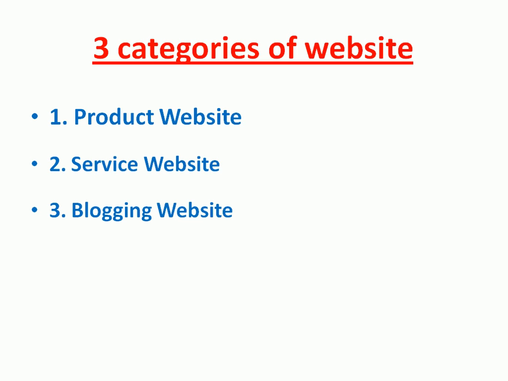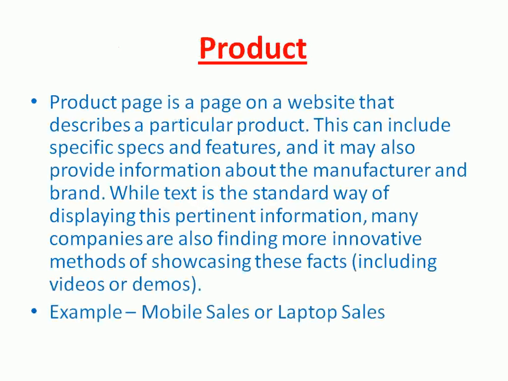There are three categories of websites. One is product website, second one is service website, and third one is blogging website. A product website is a website where we can present the details about a particular product which we want to make for sale. For example, a mobile company wants to sell their mobile phone, or a computer company wants to sell a computer or laptop. They can establish a website where they can mention the product details for selling their products.